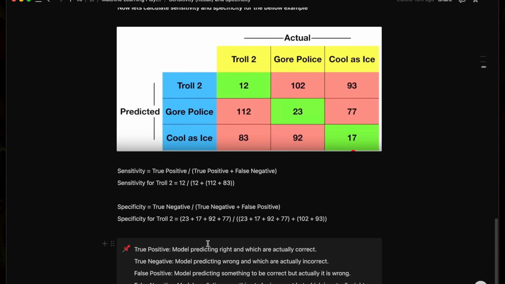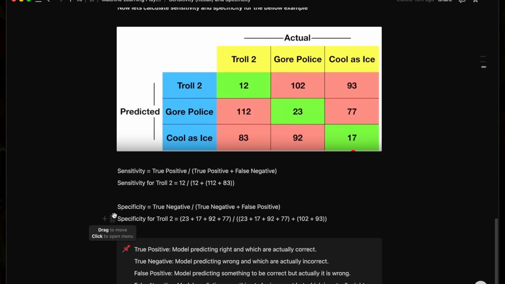False negative is the model predicting something to be incorrect, but which is actually right. Here, our model is predicting these two values as belonging to Gore Police and Cool as Ice, but in actuality they are part of Troll 2. Once we add these, we get the value of sensitivity.